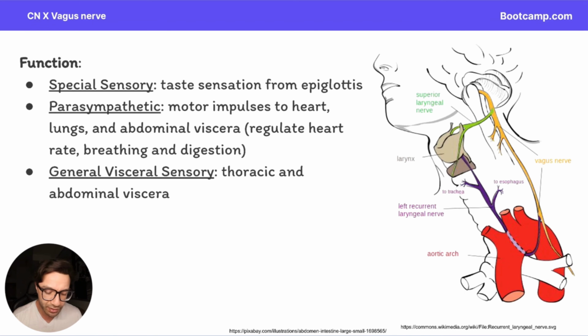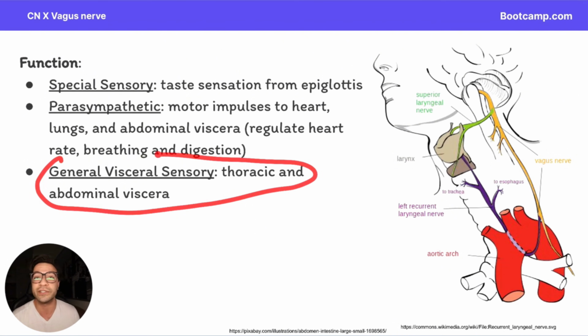And also does parasympathetic motor impulses to the heart, lungs, abdominal viscera. And this regulates heart rate and digestion. So this is involuntary control. You don't need to think about how your heart is beating. That's all parasympathetic innervation. And that's all coming from that vagus nerve. So this controls heart rate, digestion, all those internal visceral functions, which we don't have time to think about. They just need to perform. And it also does general sensation to those areas as well.